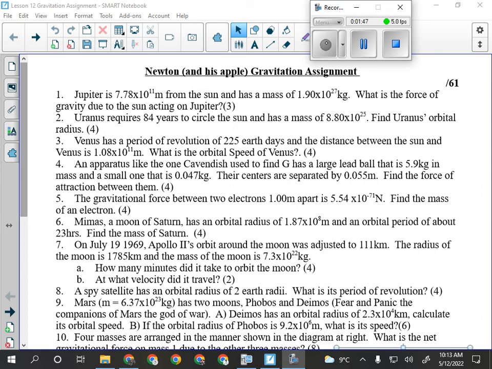In number 4, you've got an apparatus like the one we watched in that video that Cavendish built, and there's a large lead ball that has a mass of 5.9 and a small ball that has a mass of 0.047 kilograms, and their centers are separated by 5.5 centimeters. Find the force of attraction between them. For question number 5, the gravitational force between 2 electrons is given, and they're a meter apart. Find their mass. We did one like that yesterday.